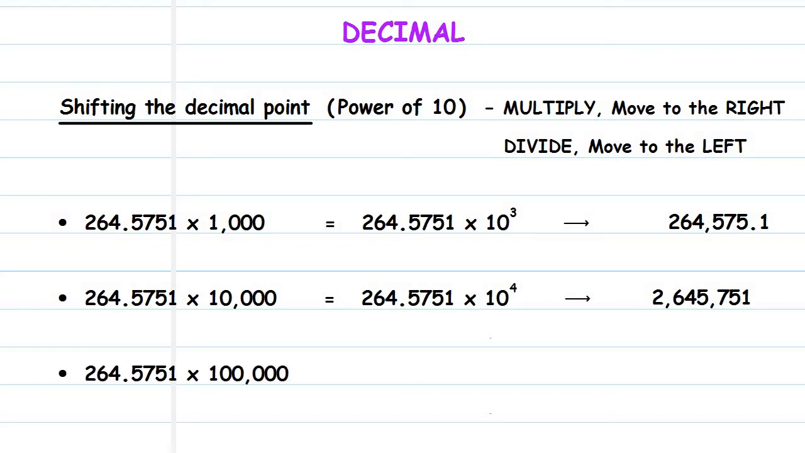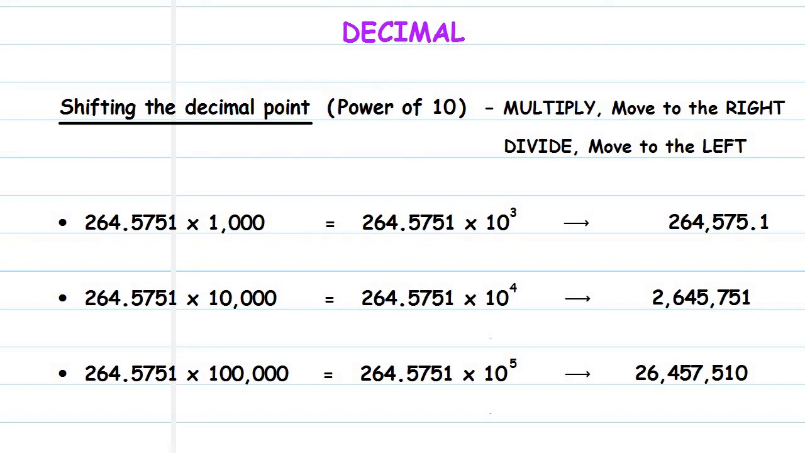Now let's try multiplying by 100,000, or 10 to the fifth. Now we have 5 zeros. 1, 2, 3, 4, 5. So we can move the decimal point to the right 5 times. And since the last spot basically has nothing, we can just add 0 there. And the result is gonna be 26,457,510. So that's how we shift the decimal point.